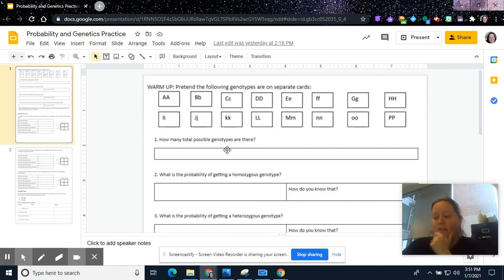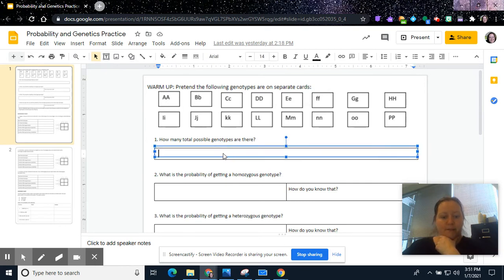So the first thing is up here. It says pretend that the following genotypes are on separate cards. So genotypes, if you think back to science, those are the two letters together. And so you would want to count how many different cards there are right here. And so there would be 16.